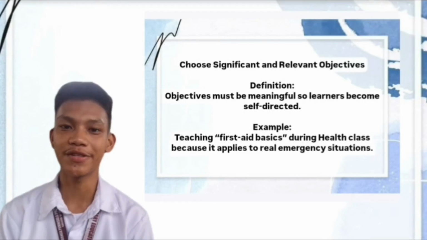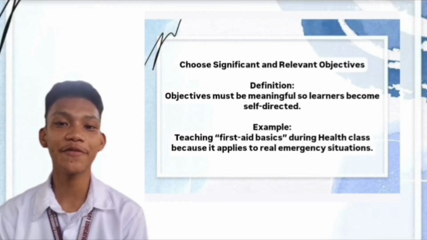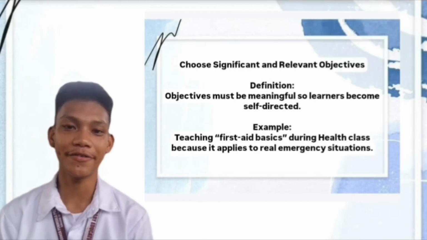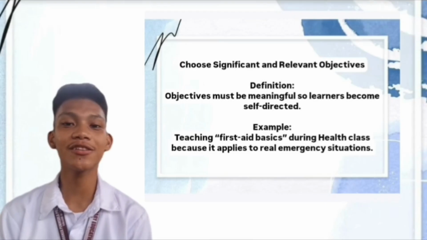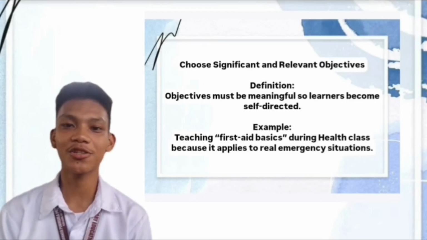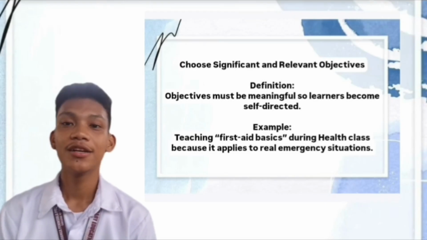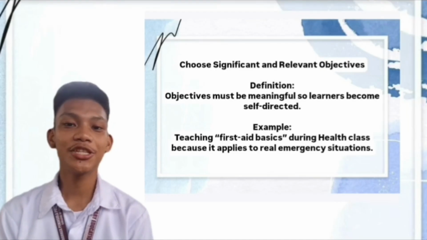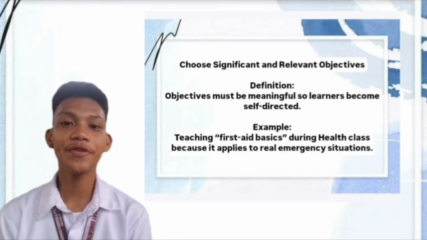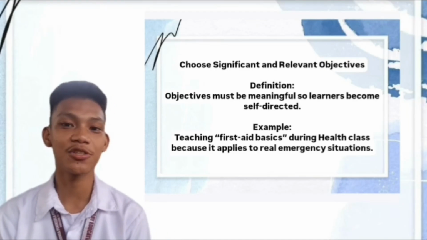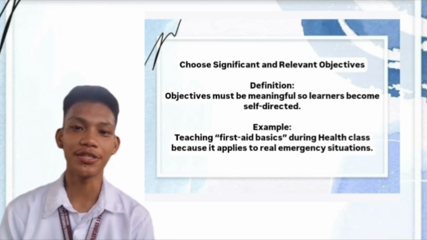Following that, we should also make sure that these objectives are meaningful and relevant. So we have our fourth principle, to choose significant and relevant objectives. Objectives must be meaningful, so learners become self-directed. This means that students learn better when content relates to real-life application. For example, teaching first aid basics during health class because it applies to real emergency situations.